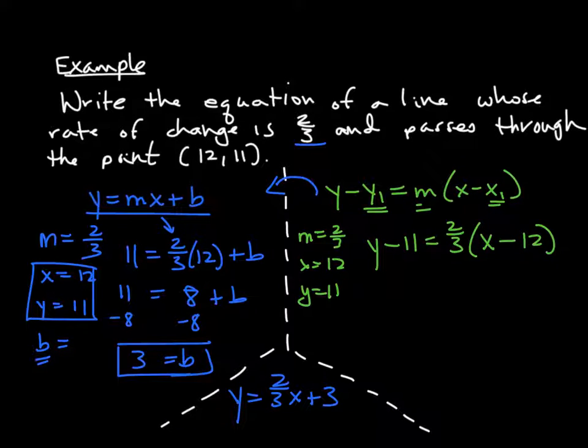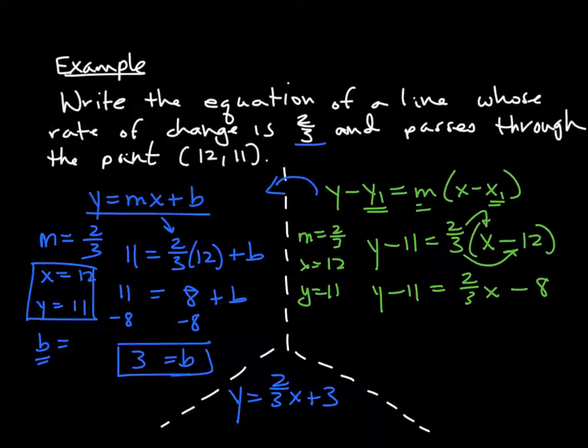So from here, now it's just a matter of simplifying and rearranging it so that it says y equals. So the first thing that I might do is do the distributive property. So 2/3 times x, and then 2/3 times negative 12. So I get y minus 11 equals 2/3 x minus 8.